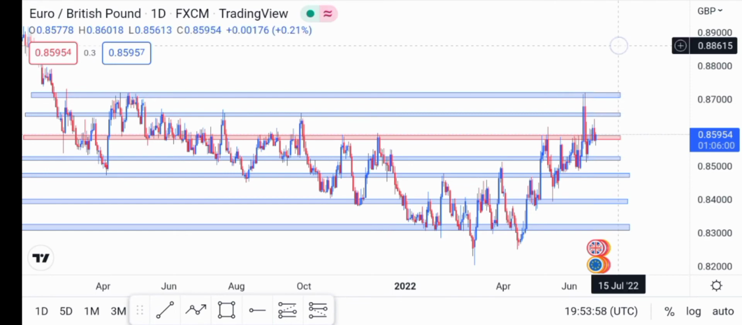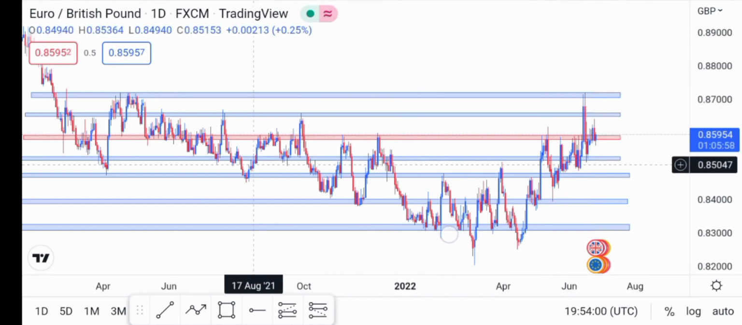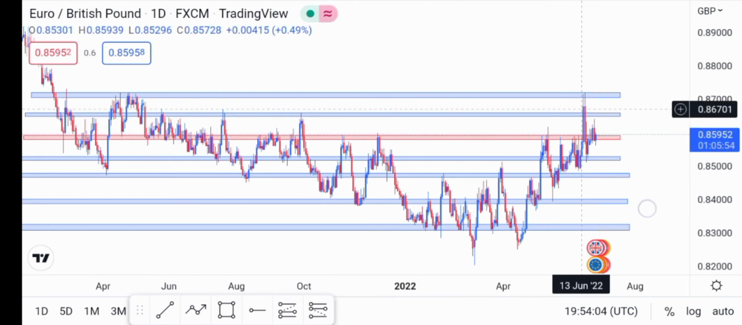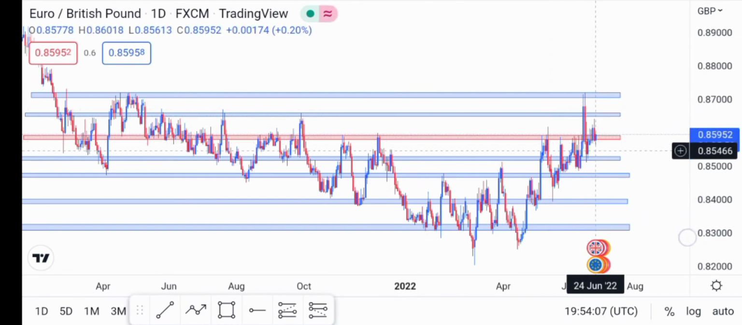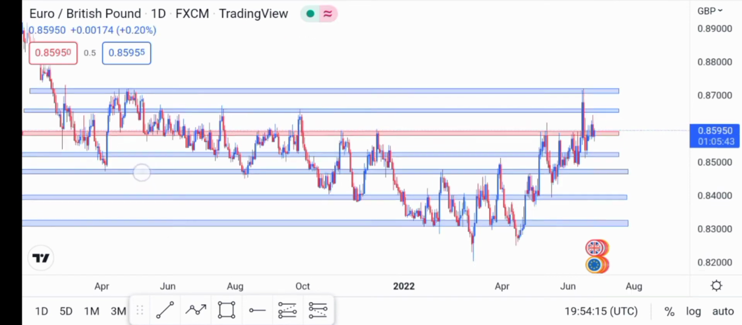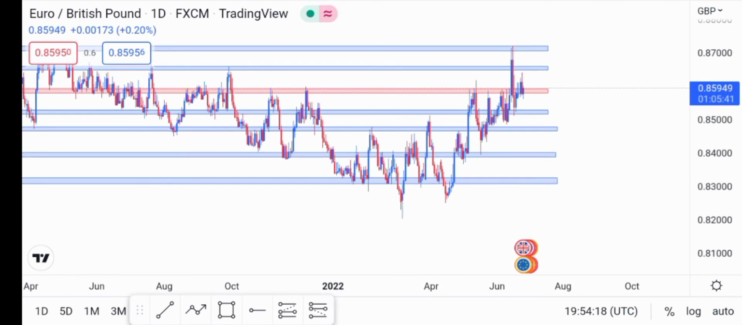Look at this level, guys. When the market touches this level, it tends to turn. So we should pay more careful attention to it, because you can see that the market is failing to break to the upper side on this level right over here. We're still on the daily time frame. Let us analyze and see what's really going on.